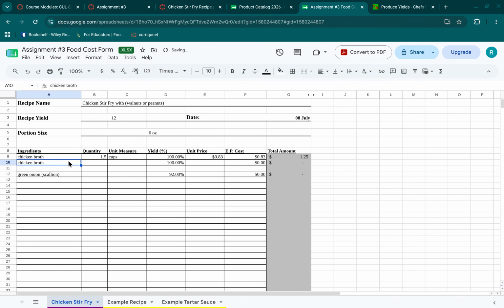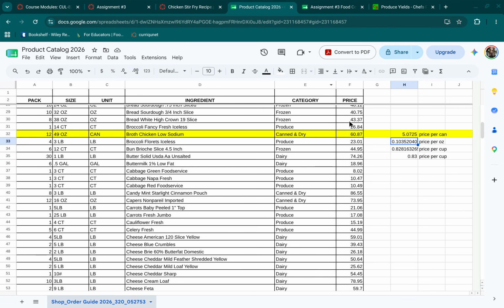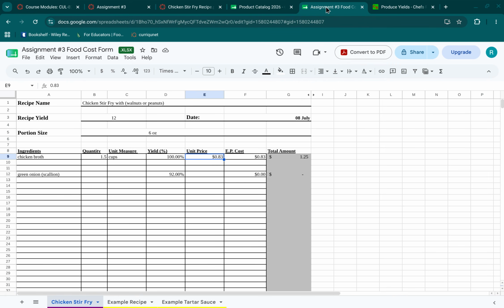And now I'm going to explain the rest of the columns. So we just finished with unit price. This is the math you probably have to do on your own. Use that product catalog, use the spreadsheet to your benefit, or a calculator if you're doing it on paper. There's nothing wrong with doing that, but the spreadsheet will do the math for you. Okay, so if you have a 100% yield rate in here, your EP cost should be the same as your unit price because you're able to use 100% of the product, so no variation there. Let me show you what happens when we have a yield percentage.